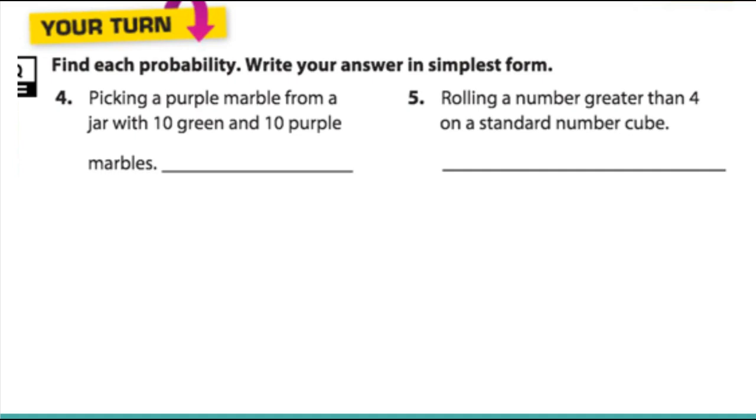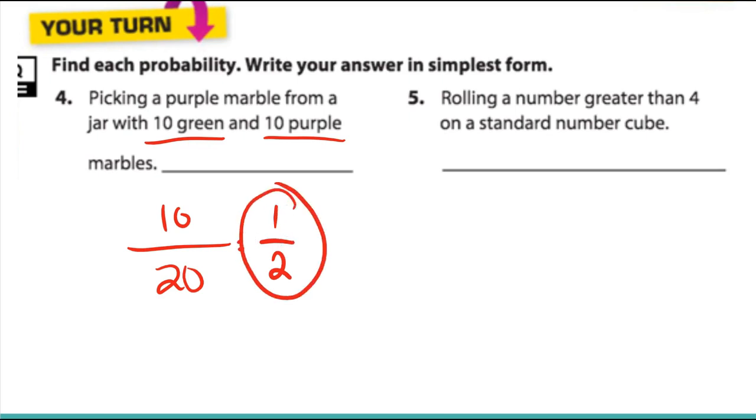Number 4 says picking a purple marble from a jar with 10 green and 10 purple marbles. So in our denominator, we write our total sample space, so the total number of marbles that we can pick out of the jar. We have 10 green, 10 purple. That means we have 20 possible marbles. And the possibility of picking a purple one, since there are 10, is 10 out of 20, which we can then simplify to 1/2. So we'd say the probability of picking a purple marble from the jar would be 1/2.